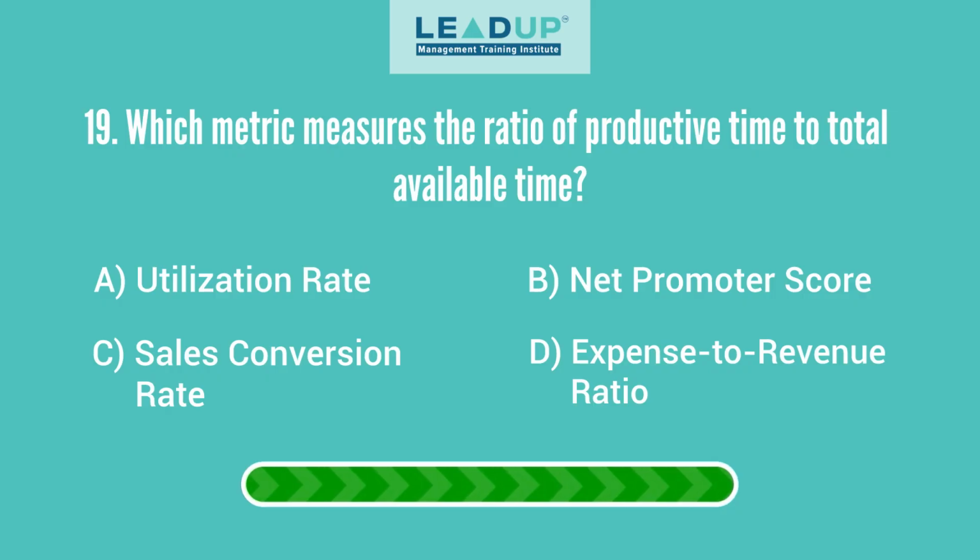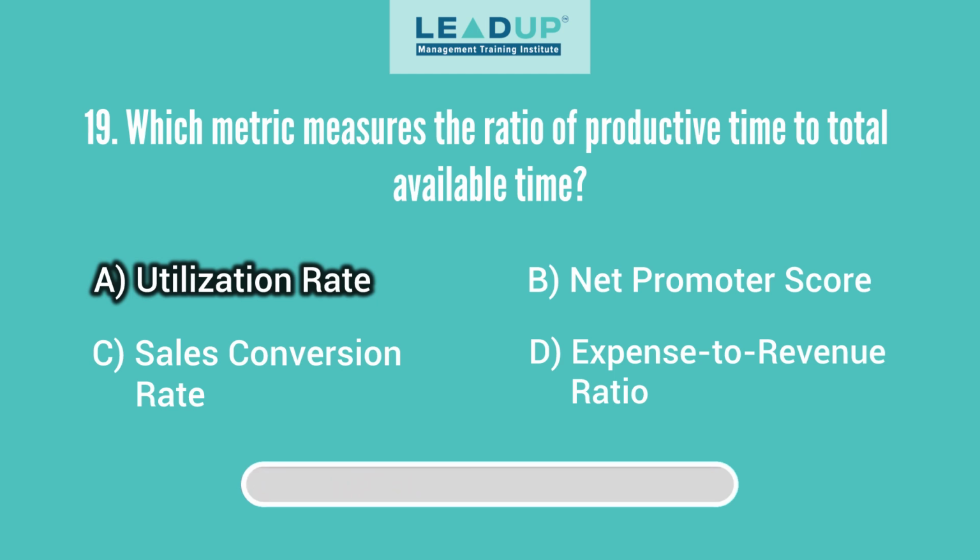Question 19. Which metric measures the ratio of productive time to total available time? A. Utilization rate, B. Net promoter score, C. Sales conversion rate, and D. Expense to revenue ratio. The answer is utilization rate.